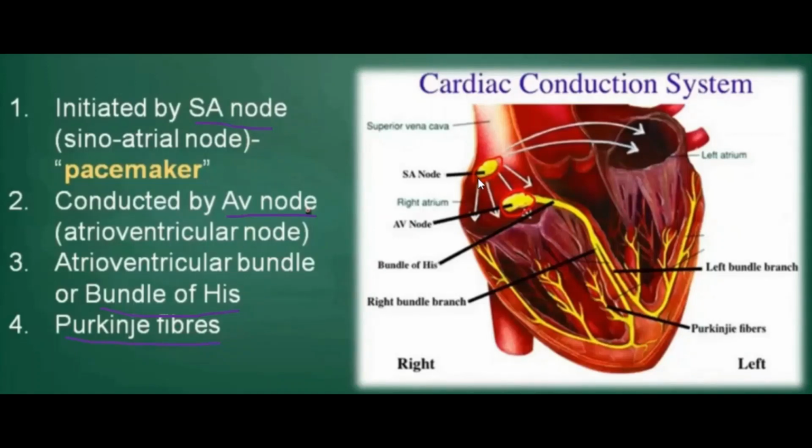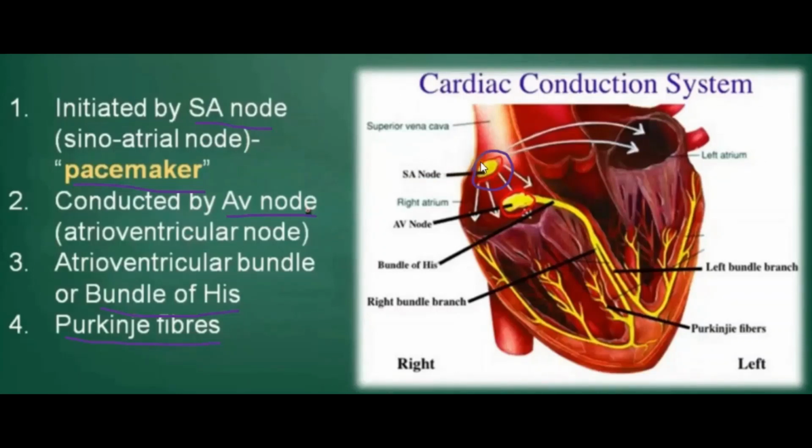The second point is that conduction of the heartbeat is initiated by the sinoatrial node. This is the sinoatrial node, or SA node. It is otherwise known as the pacemaker of the heart. Why is it known as the pacemaker of the heart? Because it is initiating the impulse. The SA node is initiating the impulse, so it is known as the pacemaker of the heart.